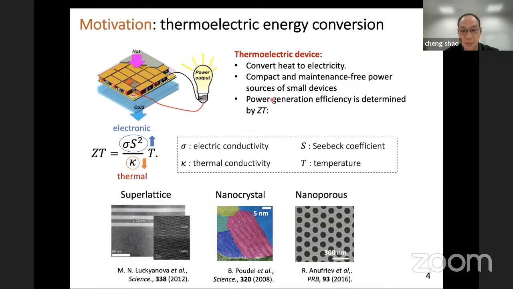The power generation efficiency of a thermoelectric device is defined by the ZT, which is a function of the electrical conductivity of the material, the Seebeck coefficient, and the thermal conductivity of the material. One way to increase the ZT factor of the thermoelectric device or material is to decrease the thermal conductivity of the material through nanostructuring. In the past years, we have achieved large reductions in thermal conductivity in nanostructured materials like superlattices, nanocrystals, or nanopores.